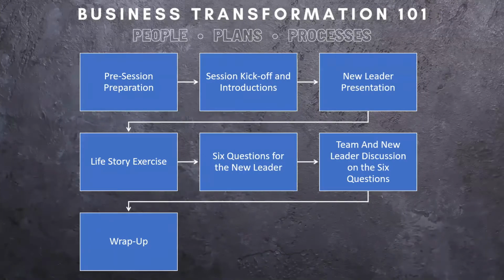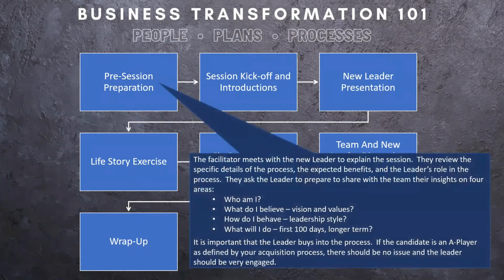This graphic shows a typical new leader assimilation process. This process can potentially have fewer or more steps depending upon the needs of your business. The first step of the process is pre-session preparation. The facilitator meets with the new leader to explain the session. They review the specific details of the process, the expected benefits, and the leader's role in the process. They ask the leader to prepare to share with the team their insights on these four areas.